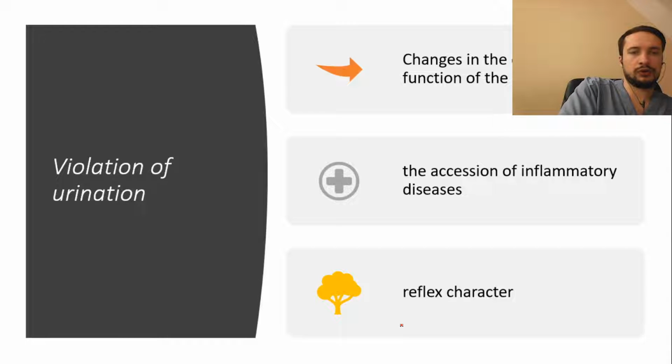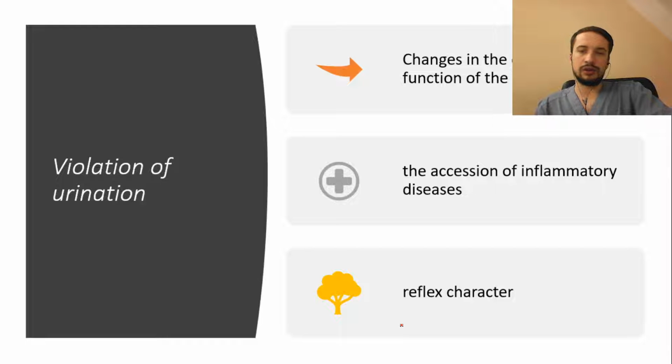In the postoperative period, we will talk about violation of urination. When we talk about change of excretory function, for example of the kidneys, or the addition of inflammatory diseases, for example cystitis, urethritis, pyelonephritis, and both situations. And sometimes we can talk about the reflex character of this situation, when we talk about spasms of sphincters in the urinary tract.